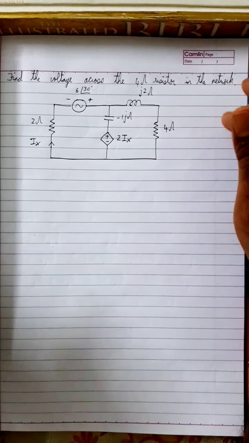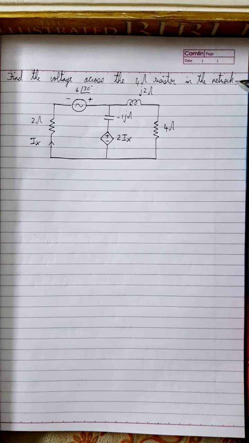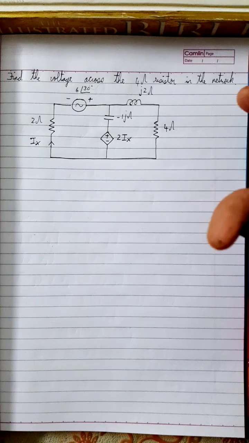Let's do this problem. Find the voltage across the 4 ohm resistor in the network, right? So 4 ohm resistor means this is the resistor. One particularity about this problem is that it has a dependent source. I just want you to get familiarized with how the dependent source comes.